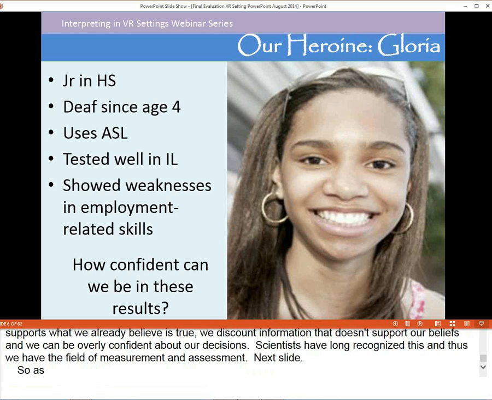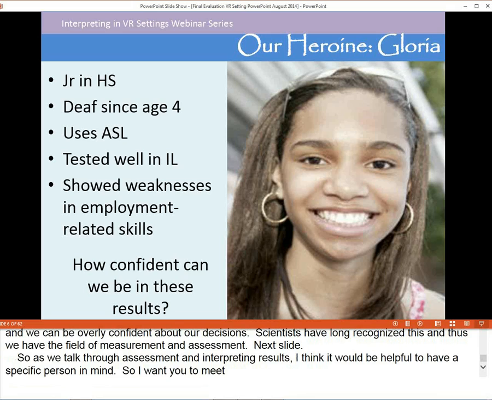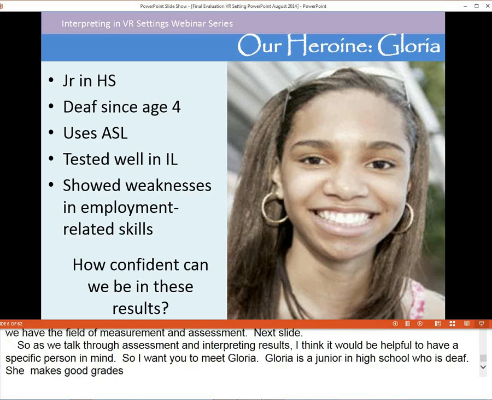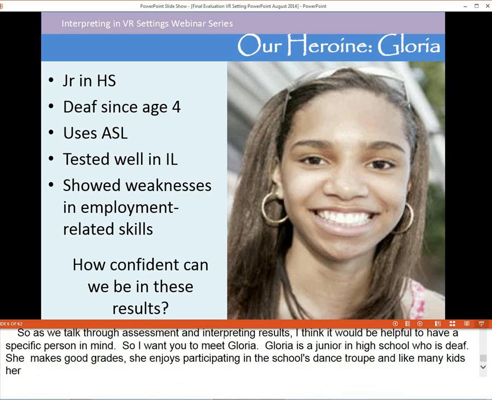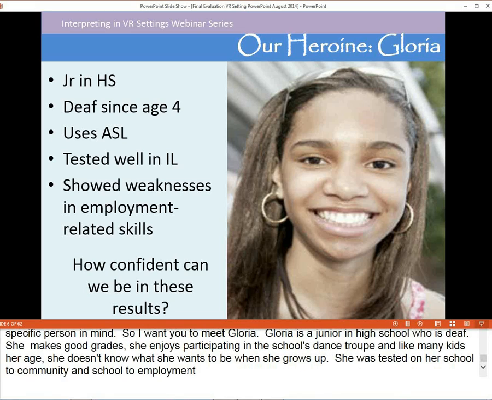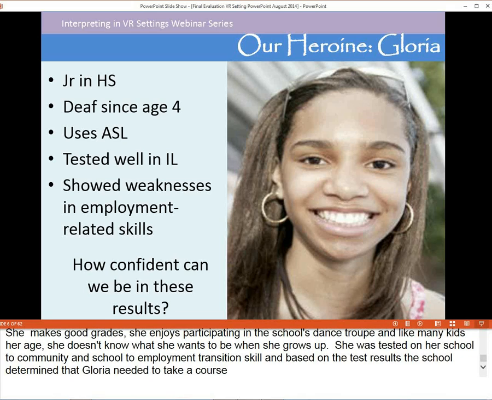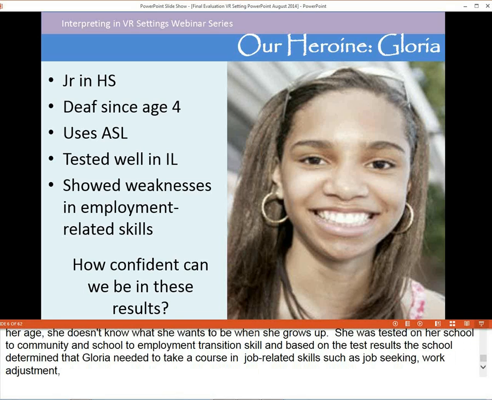So as we talk through assessment and interpreting results, I think it would be helpful to have a specific person in mind. So I want you to meet Gloria. Gloria is a junior in high school who is deaf. She makes good grades. She enjoys participating in the school's dance troupe. And like many kids her age, she doesn't know what she wants to be when she grows up. She was tested on her school to community and school to employment transition skills. And based on the test results, the school determined that Gloria needed to take a course in job-related skills such as job seeking, work adjustment, and job-related social skills.